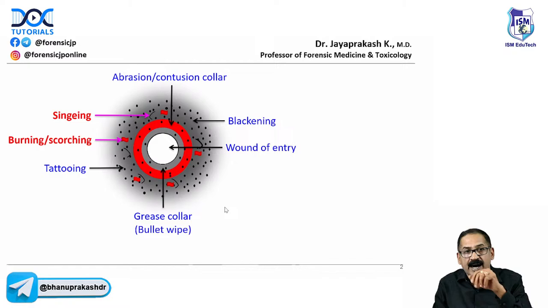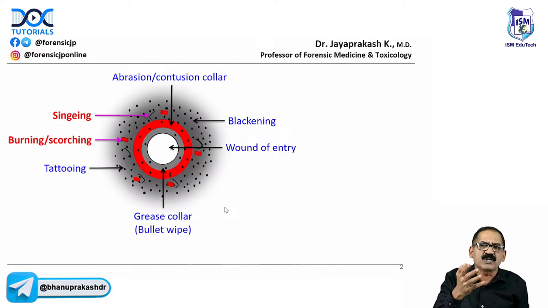Normally in the exam, they don't give the image of close range. That is because it is almost impossible to see the singeing and burning of the skin in case of an image. Okay. Now, singeing of hair is seen in close shot.